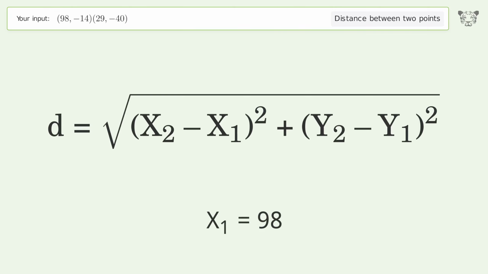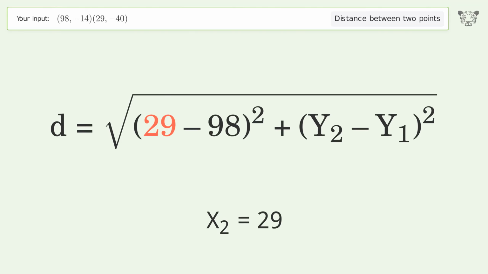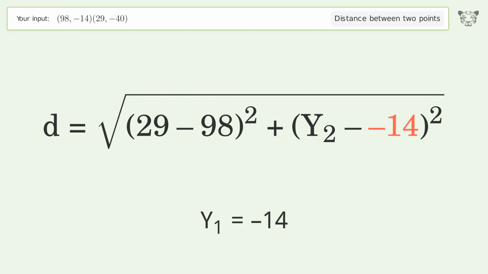x1 equals 98. x2 equals 29. y1 equals negative 14. y2 equals negative 40.